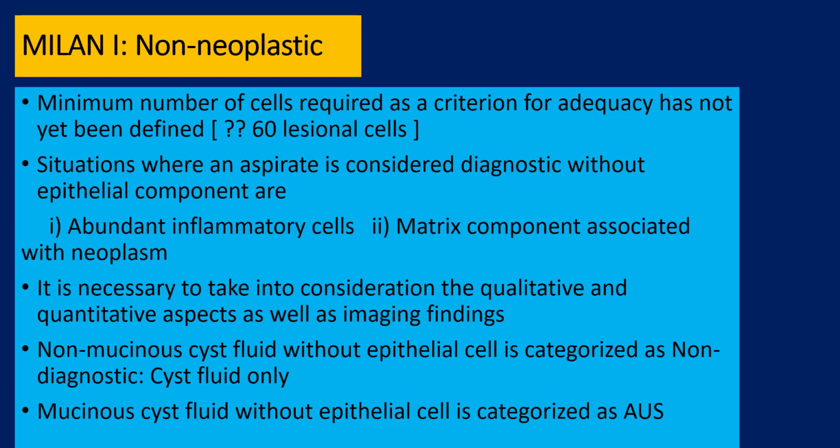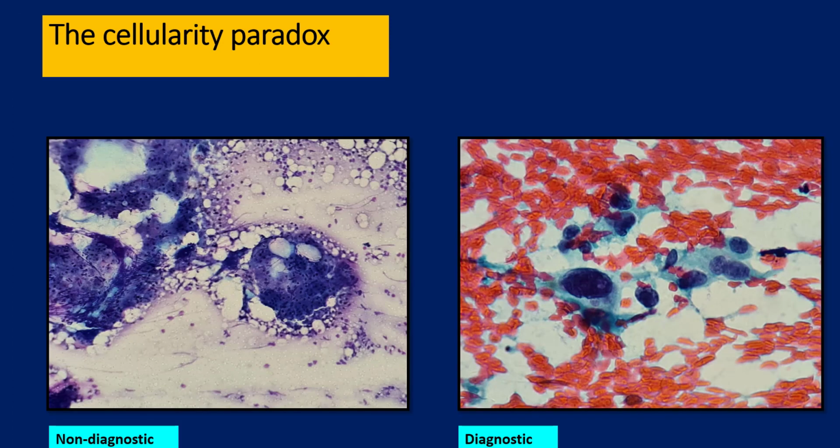But if it is a mucinous cyst in the salivary gland, you just cannot call it mucinous cyst contents and just leave it at that, or call it non-diagnostic. No, you have to call it AUS and follow the protocol of AUS.